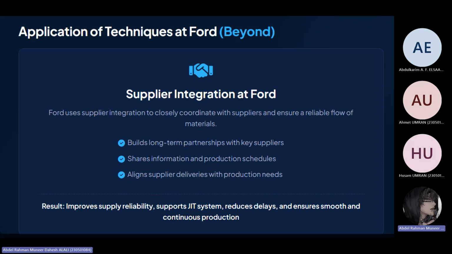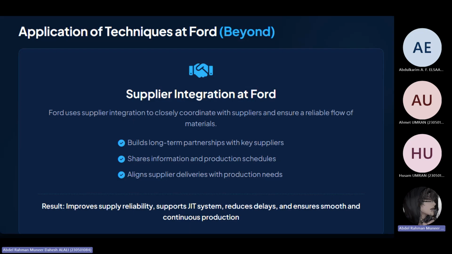Now I'll be talking about supplier integration at Ford. On this slide, I'm going to be explaining how Ford uses supplier integration to strengthen its supply chain. Supplier integration means Ford works closely with suppliers to ensure a reliable and stable flow of materials into production systems. Building long-term partnerships with key suppliers helps create trust, reliability, and better performance over time.